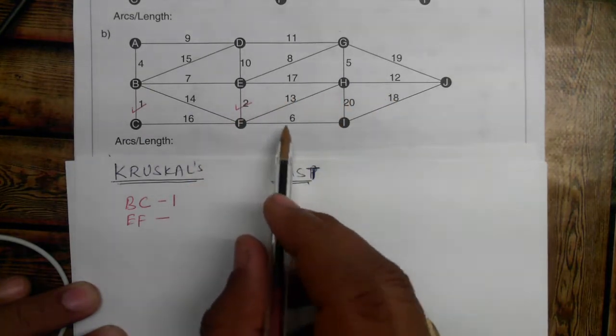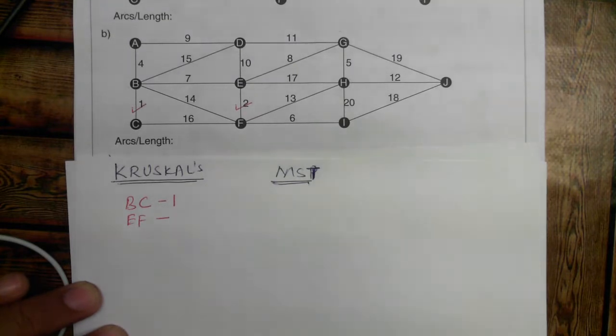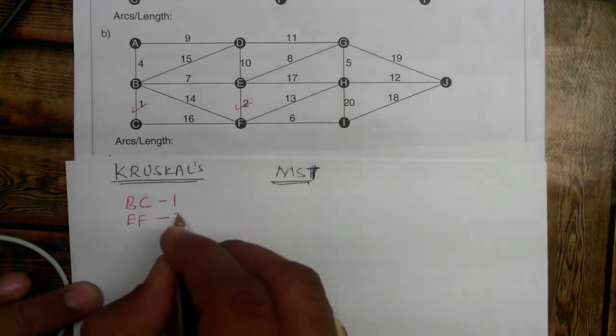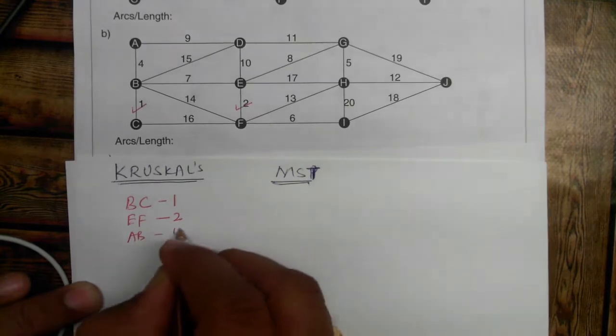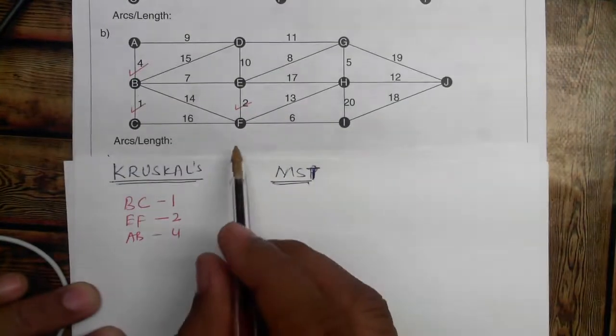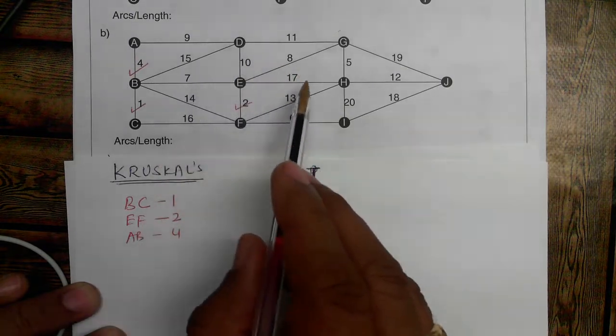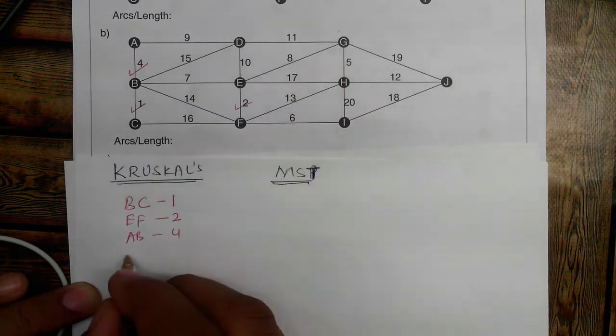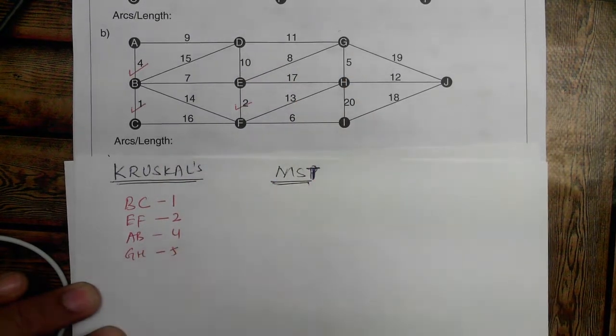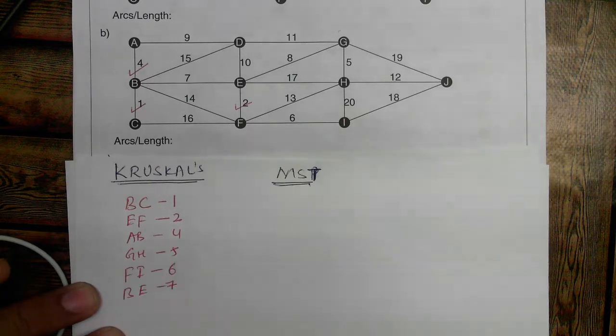Do I see 3 anywhere? Do I see 4? I see 4. I don't think there's a 3, so it should be AB. AB is 4. Then I can see 6. Can I see a 5 as well? Yeah, I can see a 5. GH is 5, and so on. So list all of them in order, and then we take it from there.